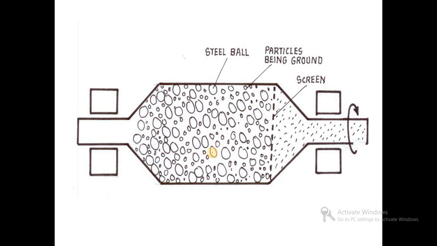The material which is required to be ground is inserted from the left side. That is, the material is inserted from this left side, and after the impact phenomena of the balls on the feed material takes place by rotating this cylinder, we are getting the small particles. This is the discharge point, that is, after grinding the material goes out from this section. So this is the ball mill diagram.